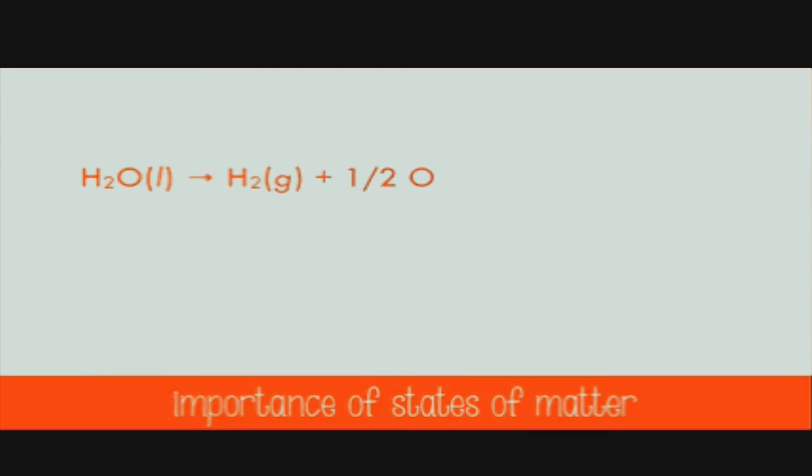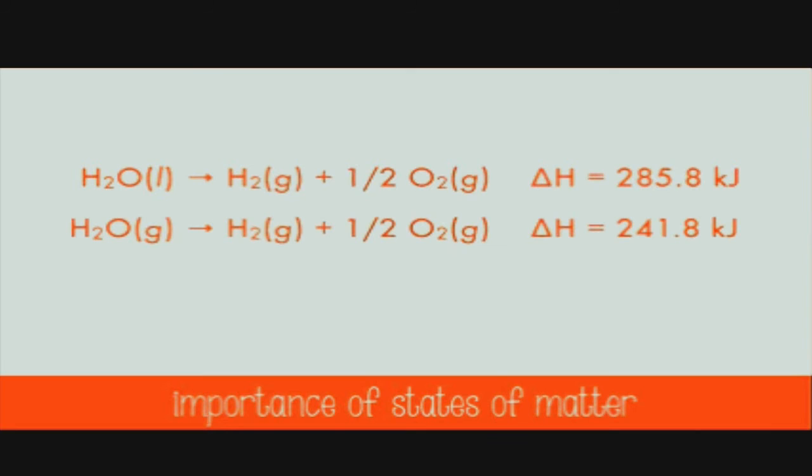Here's the decomposition of water, starting with liquid water, and again, starting with water vapor. The resulting enthalpies have a difference of 44 kilojoules of energy. This is why the state of matter needs to be explicitly marked in the chemical reaction. There is a difference.